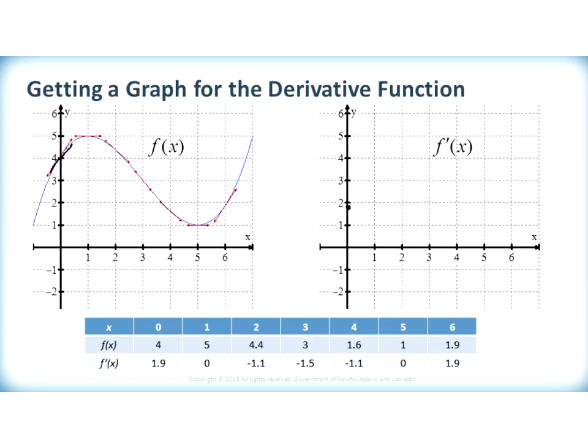And then when x equals 1, we've got a slope of 0. At 2, we're at negative 1.1, and so some of these we'll have to estimate a little bit, but we'll get a picture of it anyway. And when x equals 3, we're at minus 1.5, so minus 1.5 is in this neighborhood here. And when x equals 4, we've got negative 1.1, so back to that height again. When x equals 5, we have another 0. And when x equals 6, we're back up at 1.9.